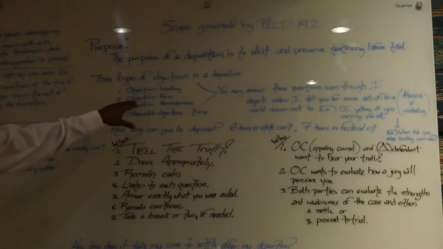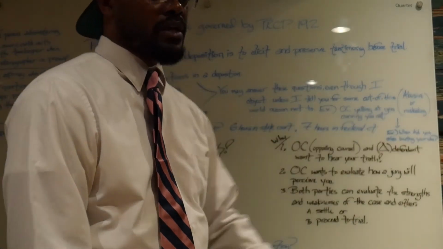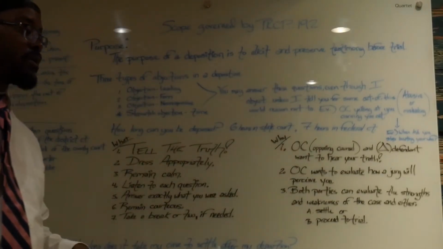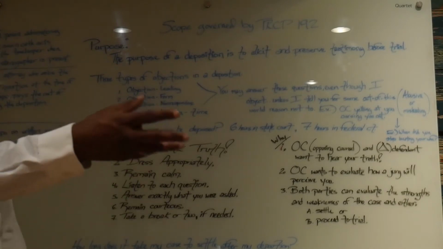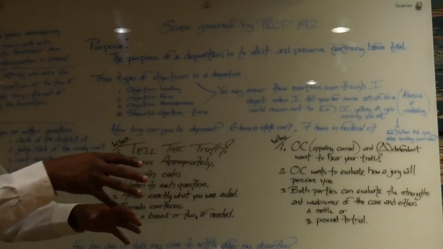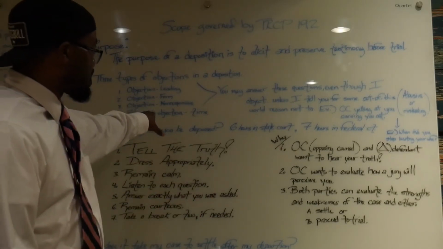But objection form, there are a number of reasons why you could say objection form. It could be a compound sentence, a compound question. It could be argumentative. It could be a number of different things. It could be speculative, the question that the opposing counsel asked you. And the last one is objection non-responsive.